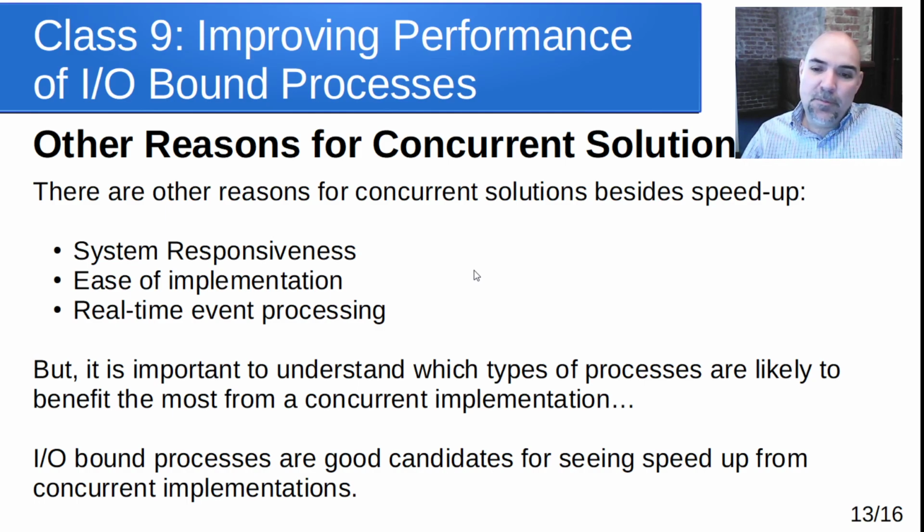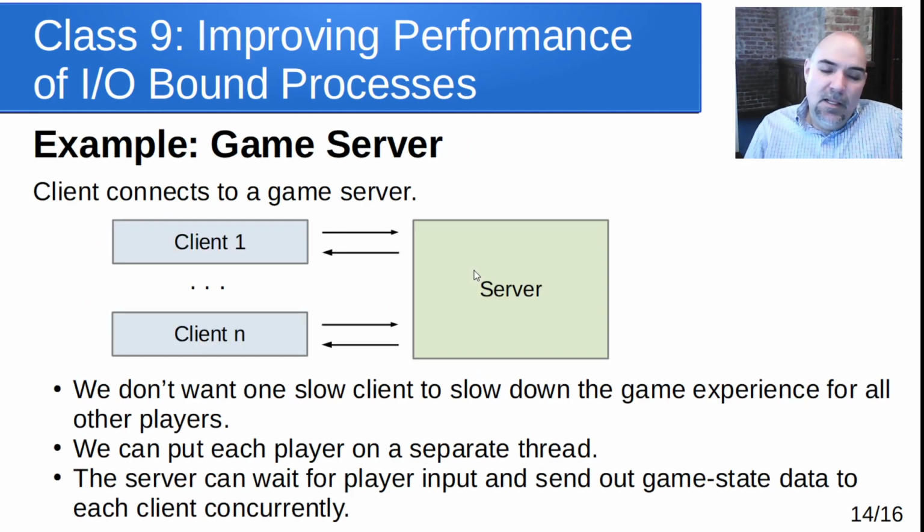But one thing that is important, like we said, is to understand what types of systems and processes are likely to benefit from a concurrent implementation. And it turns out that I/O-bound processes are good candidates for seeing speedup from a concurrent implementation. All right, so one example would be something like a game server. If you have a game server, a number of clients connect to it, and they send to the game server the game actions that they're taking. It could be what keys they're pressing. It could be selections that they're making for firing weapons or whatever. But anyway, that goes to the server.